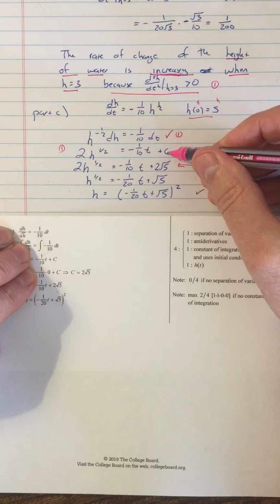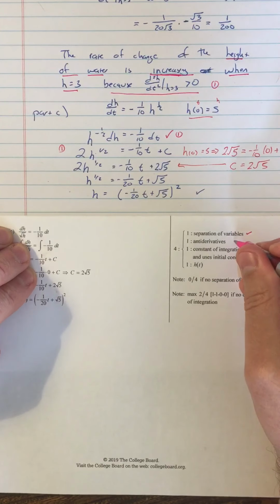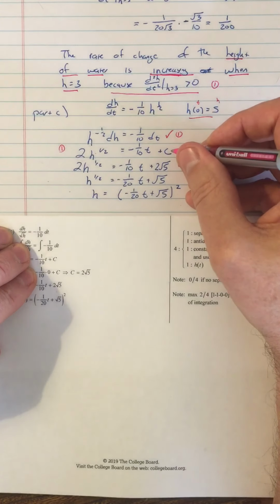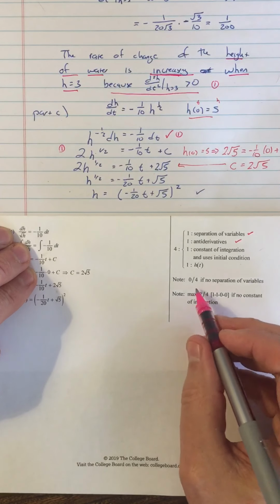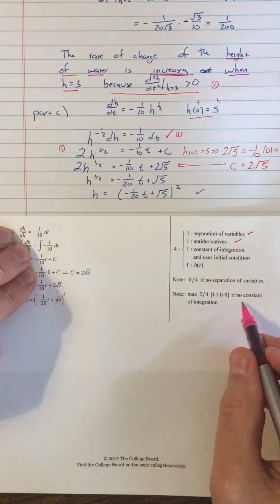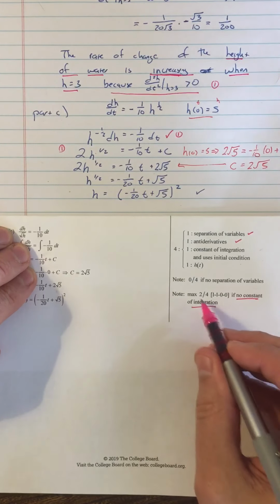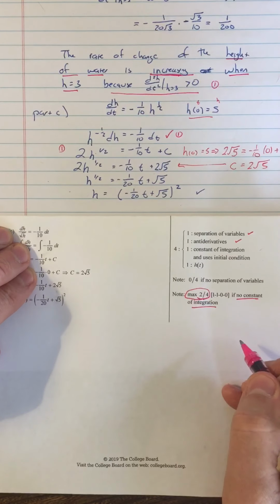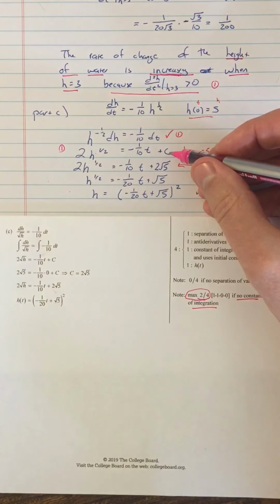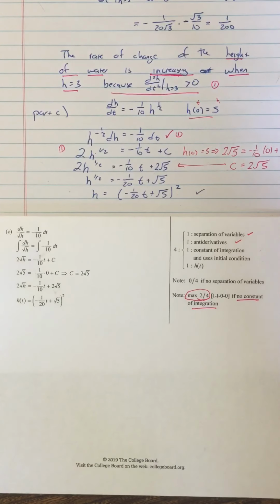Even if I forget the plus C at this point, I still get this point and this point. So if I forgot the plus C, I'm not getting any more points because if there's no constant of integration, then my maximum is 2. So if I didn't put this plus C here, I got 2 and we're done scoring it. All right. But that's the basic. And by the way, if I don't use separation of variables, then I just get a 0 straight out. It doesn't matter what else I did. If I don't do separation of variables, I get 0.